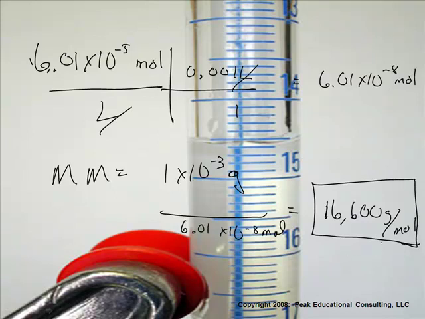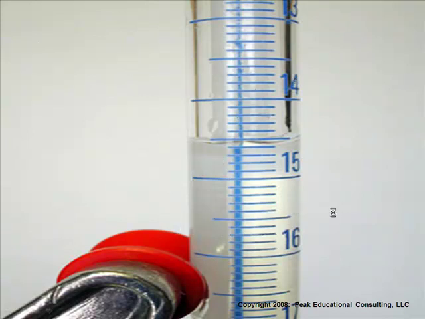If you don't understand biochemistry, that seems like a huge number for a molar mass, but for a protein, that's about standard. So you can find molar mass: grams divided by moles. So it's not terribly difficult, folks, to figure out how to do this.